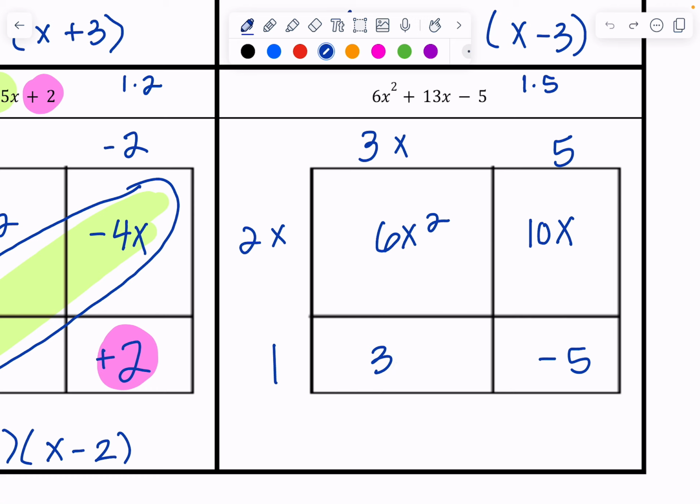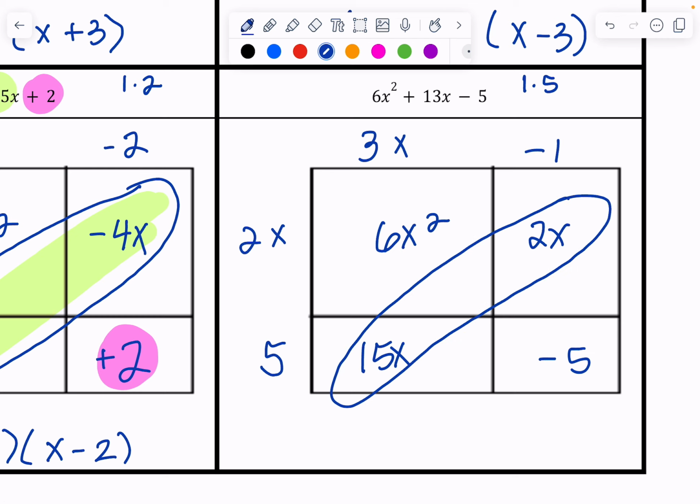So we need to flip our 1 and 5 completely. So I'm going to put a 1 here and a 5 here. If I find the areas, I get 2x and 15x. Combined, they give 17, but luckily we need one of them to be negative. So if I just try that one to be negative, I would have a combined 13x, which is what I wanted. So that was kind of fast, but in the end, my factored form would be 3x minus 1 and 2x plus 5.